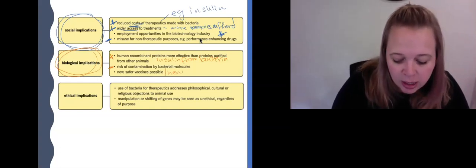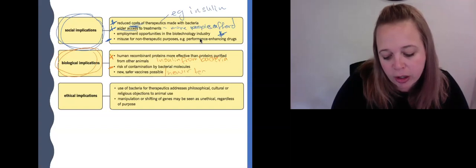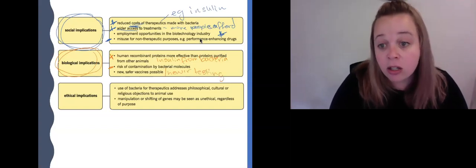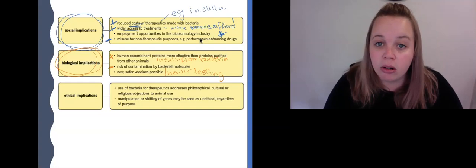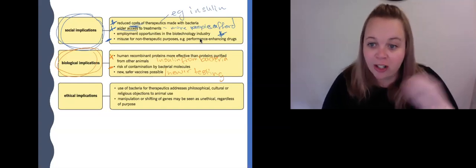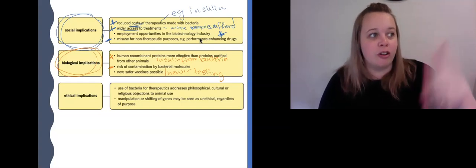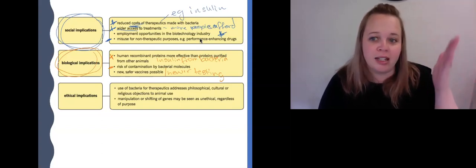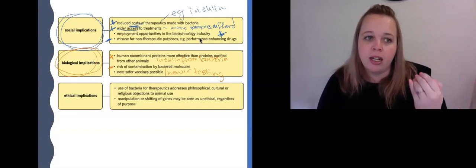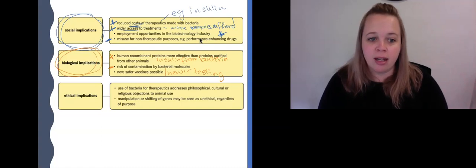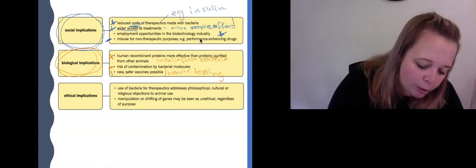Another biological implication is that we can use gene cloning to have newer and safer vaccines, also newer testing procedures. Like the COVID test uses PCR, and that's gene cloning. We are cloning a gene over and over again, and that is enabling us to detect whether or not a person is infected with the coronavirus. So that's definitely a positive there.